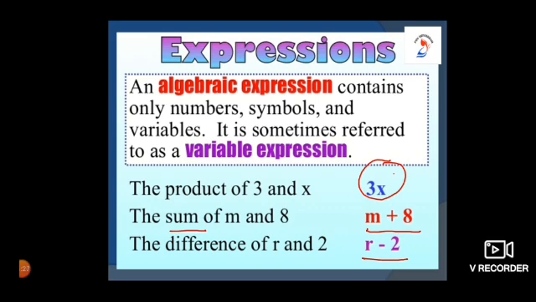So we have already discussed all these in classes 6 and 7. I am just recollecting what is an expression. So algebraic expression contains only numbers, symbols and variables.